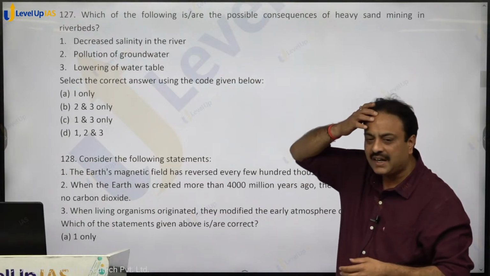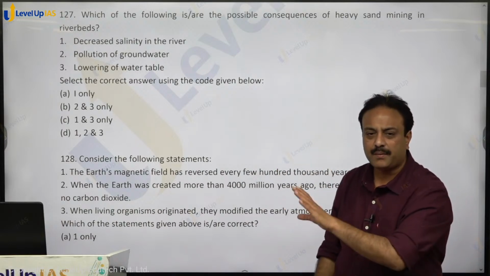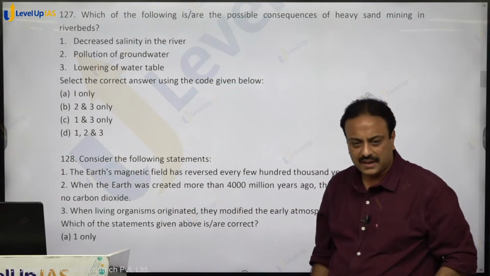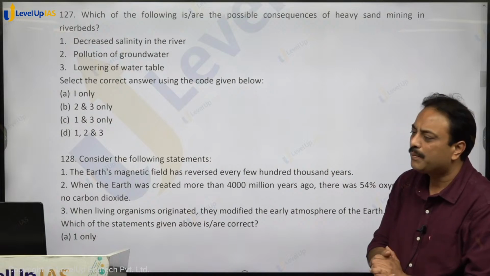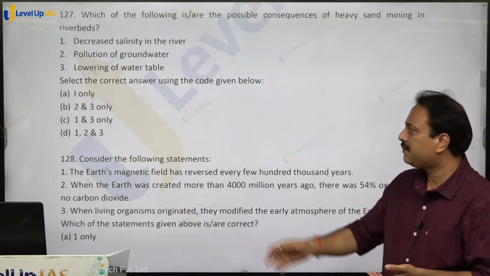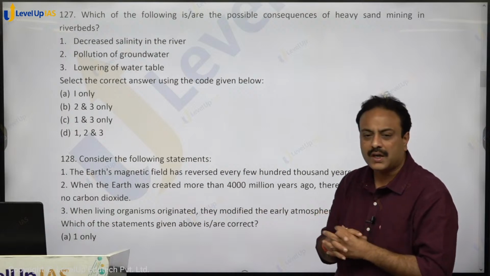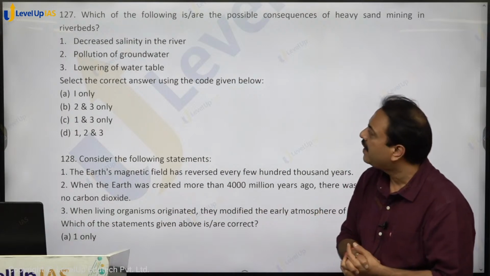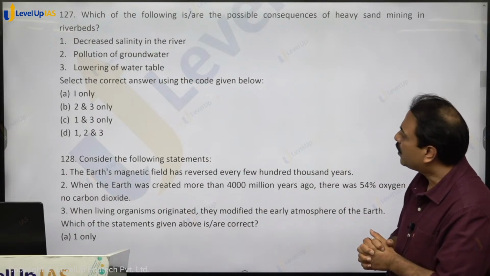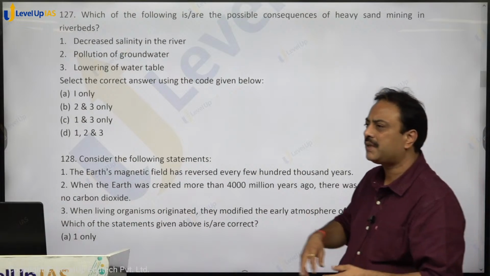It decreases the salinity in the river. It will increase the salinity. More sand will be added to the river, so salinity will be increased. It will result in pollution of groundwater. Yes, groundwater pollution will take place, because even the oil and when the machinery operates at the river bank, some sort of pollutants are added to the river water. Lowering of water table will be affected. So first is not correct, because it is written decrease, it should be increase. 2 and 3 are correct, so 2 and 3 only, option B for boy shall be the right answer.